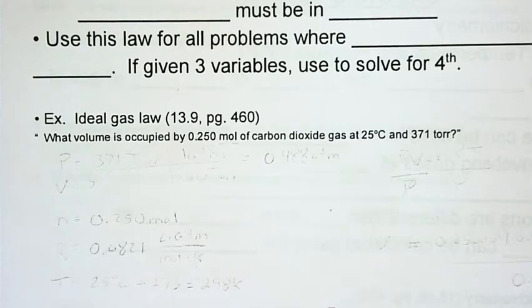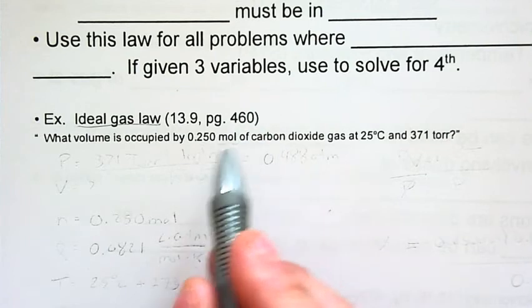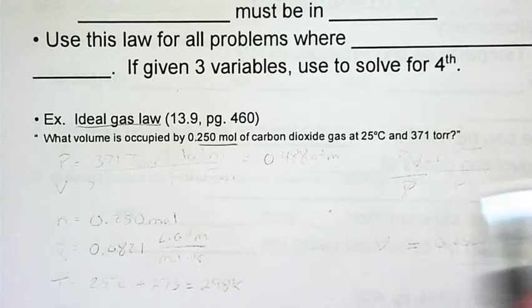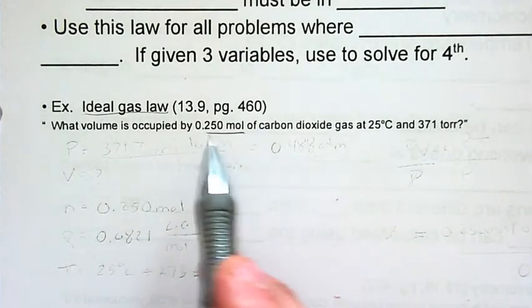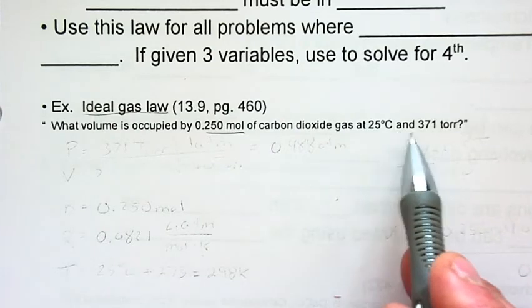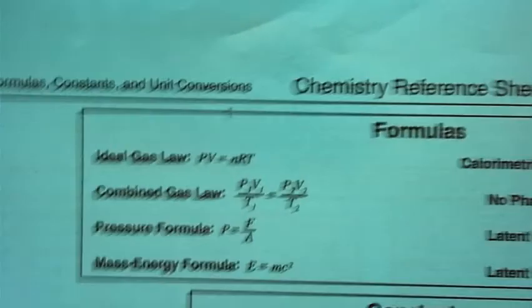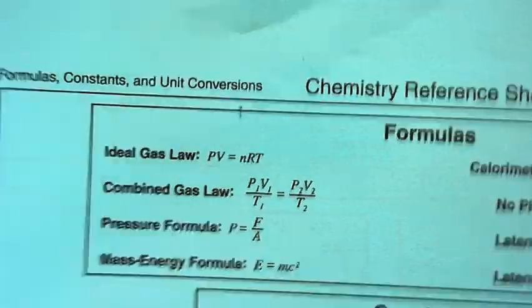So this sample problem is for the ideal gas law. I can tell it's ideal gas law, other than the fact that it says it, because the problem involves moles. All ideal gas law problems involve moles. Now, the question reads, what volume is occupied by 0.250 moles of carbon dioxide gas at 25 degrees Celsius and 371 torr? Using my chemistry reference sheet, I see the ideal gas law is PV equals nRT.